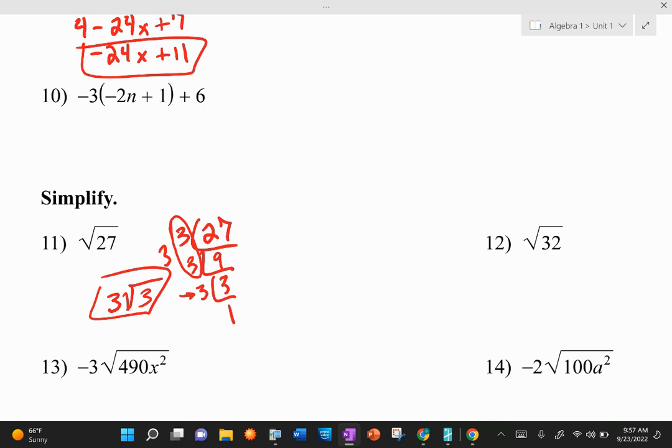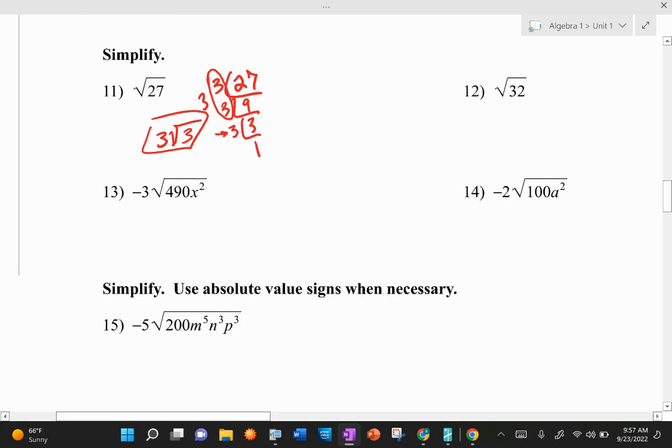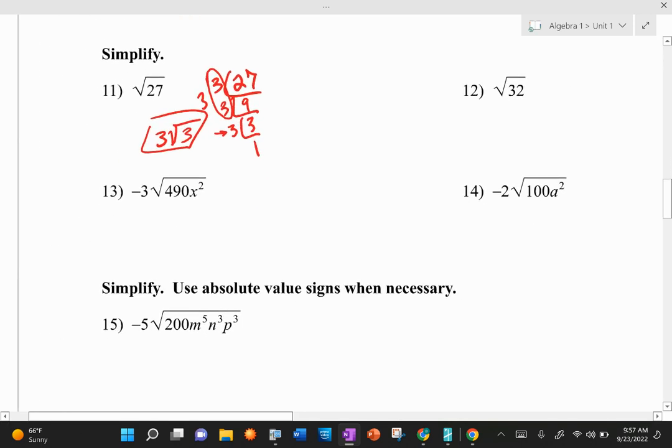I am not going to show you how to do number 15. But on your homework, I do want you to do number 15, which will be a problem very similar to this. That last problem has a lot of numbers.